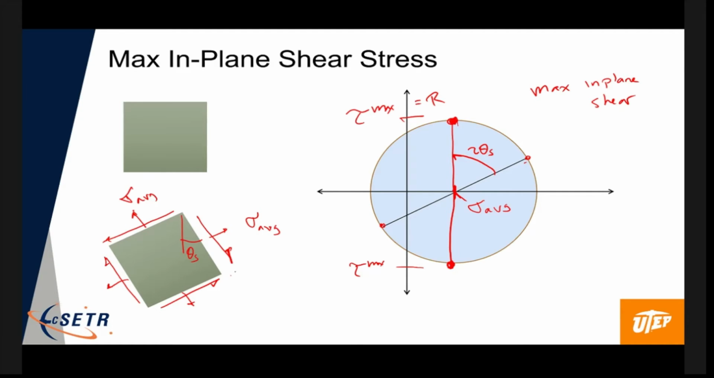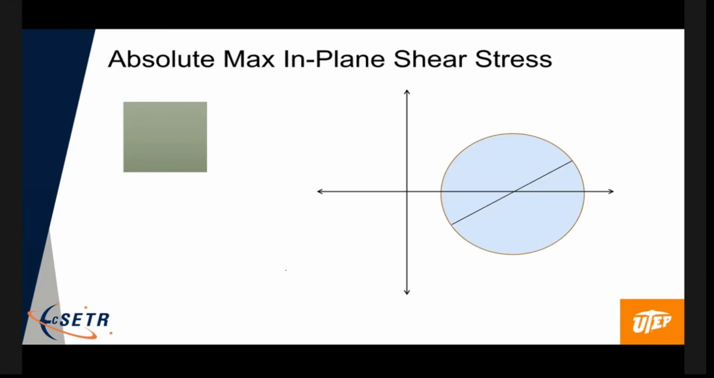And this is tau max, which is equal to the radius of Mohr's circle. Okay? All right. That's the max in-plane shear stress. Now, there's actually another case where you will get a different max shear stress. This is the maximum absolute shear stress.